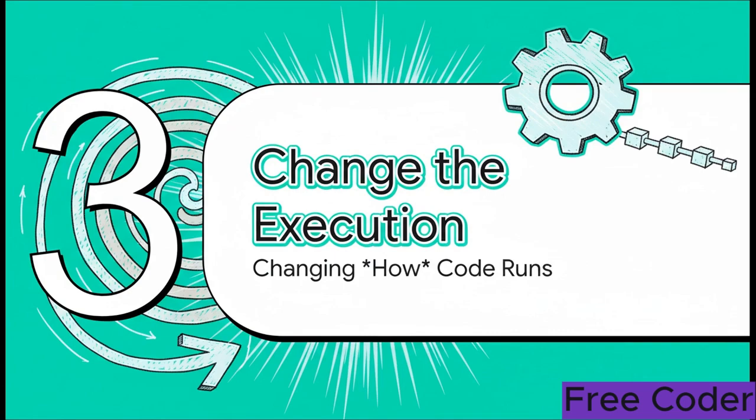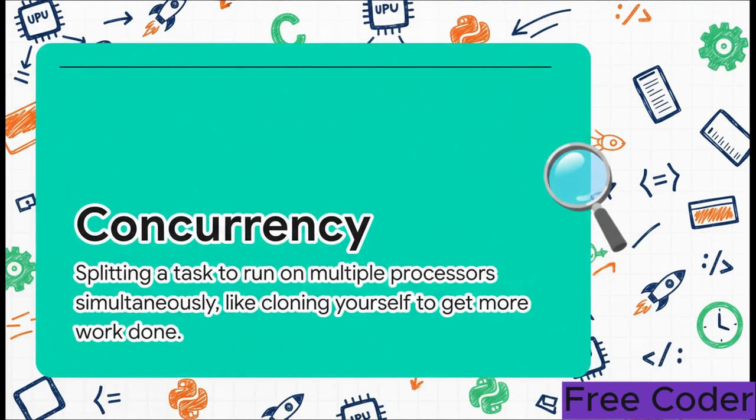All right, so far we've optimized what our code is. Now let's change how our code runs. This is where we get into some really powerful concepts that can fundamentally change the entire execution model for some massive, massive speedups. Have you ever wished you could just clone yourself to get more work done faster? Well, in programming, that's pretty much what concurrency is. By using Python's multiprocessing library, you can take a big, heavy task, break it into smaller pieces, and have all the different cores on your CPU work on them at the exact same time.